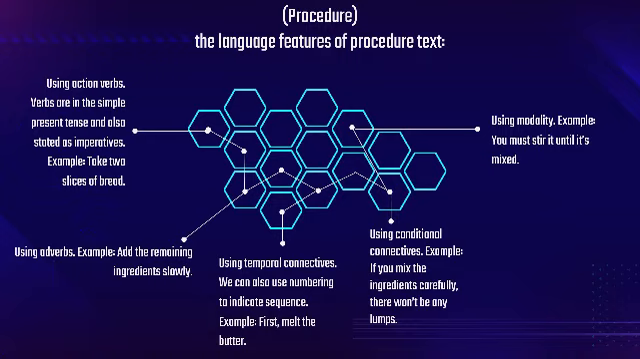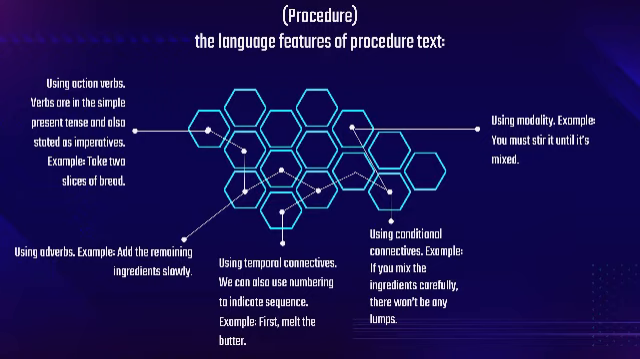And the language features of procedure text are 1. Using action verbs. Verbs are in the simple present tense and also stated as imperatives. For example, take 2 slices of bread. 2. Using adverbs. For example, add the remaining ingredients slowly.